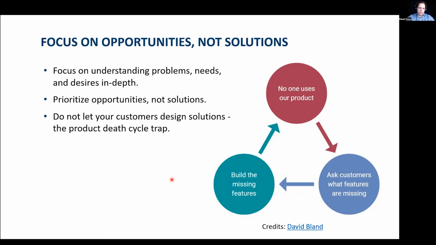Also, there is a common trap. It is called the product death cycle trap, and it is when the product manager forgets about the why and becomes a waiter. So to please everyone, the product manager just takes requirements from customers, from stakeholders, and waterfalls them down to the team. There is no vision, no strategy, and basically it's just a feature factory.